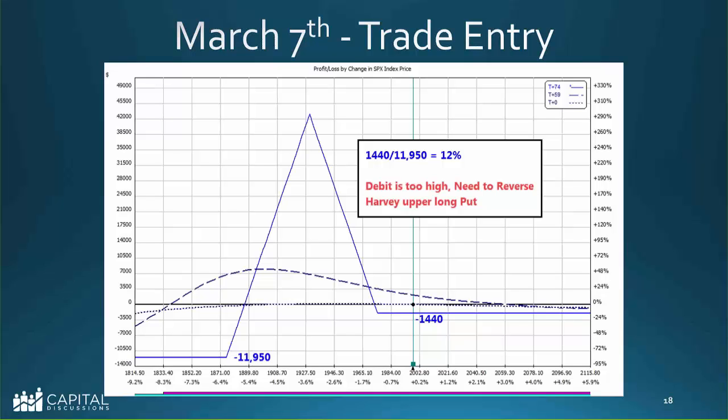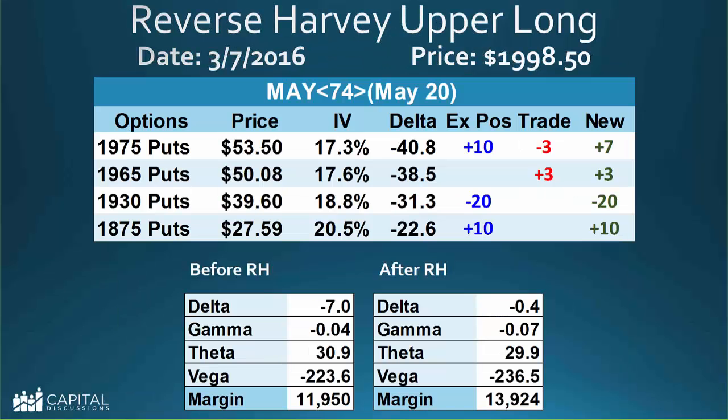Because it's a little bit lower, it gets harder to raise it up if you start it this way and the market grinds higher. So what we do is reverse Harvey that upper long, the 1975, and just move 3 of them down 10 points, and you can see that in red in the trade column. That leaves us with our new position on the right. And the Greeks, we're not quite as negative delta, but the other Greeks are fairly similar. The margin's a little bit higher.